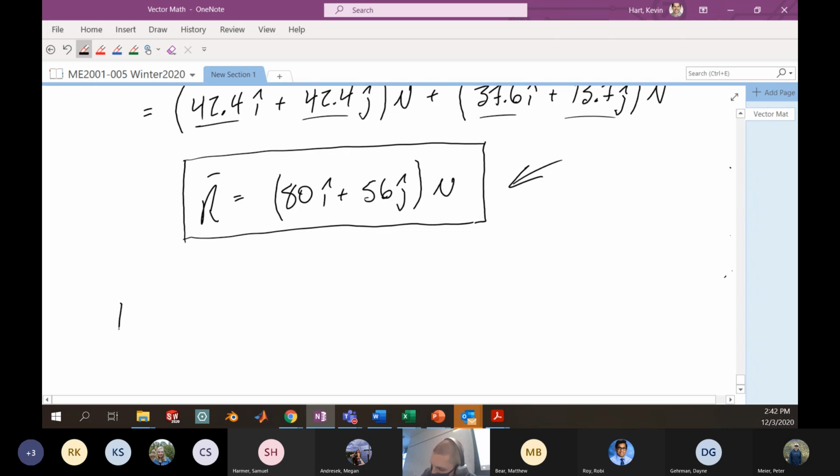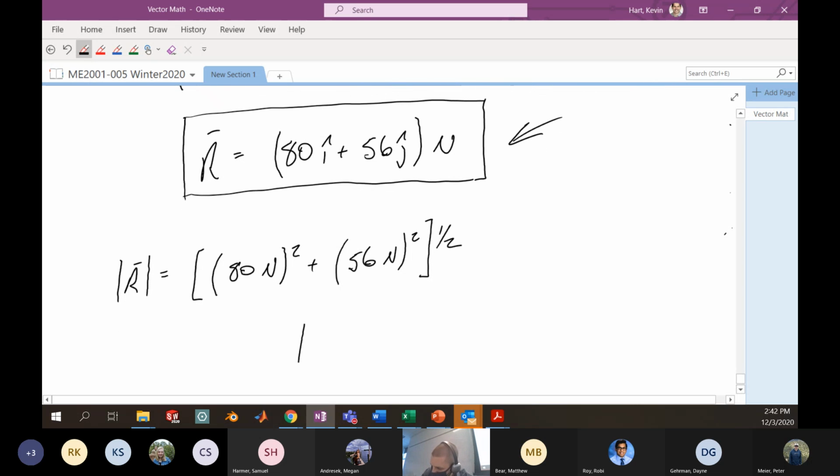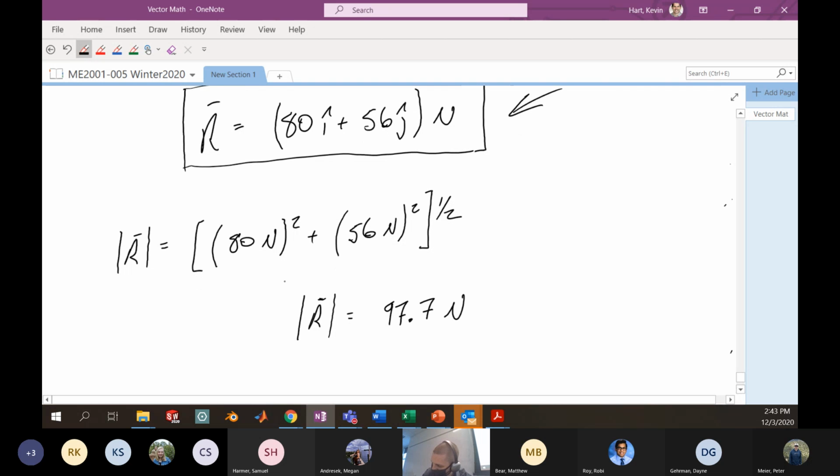But if we wanted to go through the full gamut here, we know that the magnitude of the resultant vector is the square root of the sum of the squares of the components. So it's going to be something like 80 newtons squared plus 56 newtons squared, all to the 1/2 power. So the magnitude of my resultant vector, if you punch this in a calculator, is 97.7 newtons. It's the same as what we found using our triangulation method.